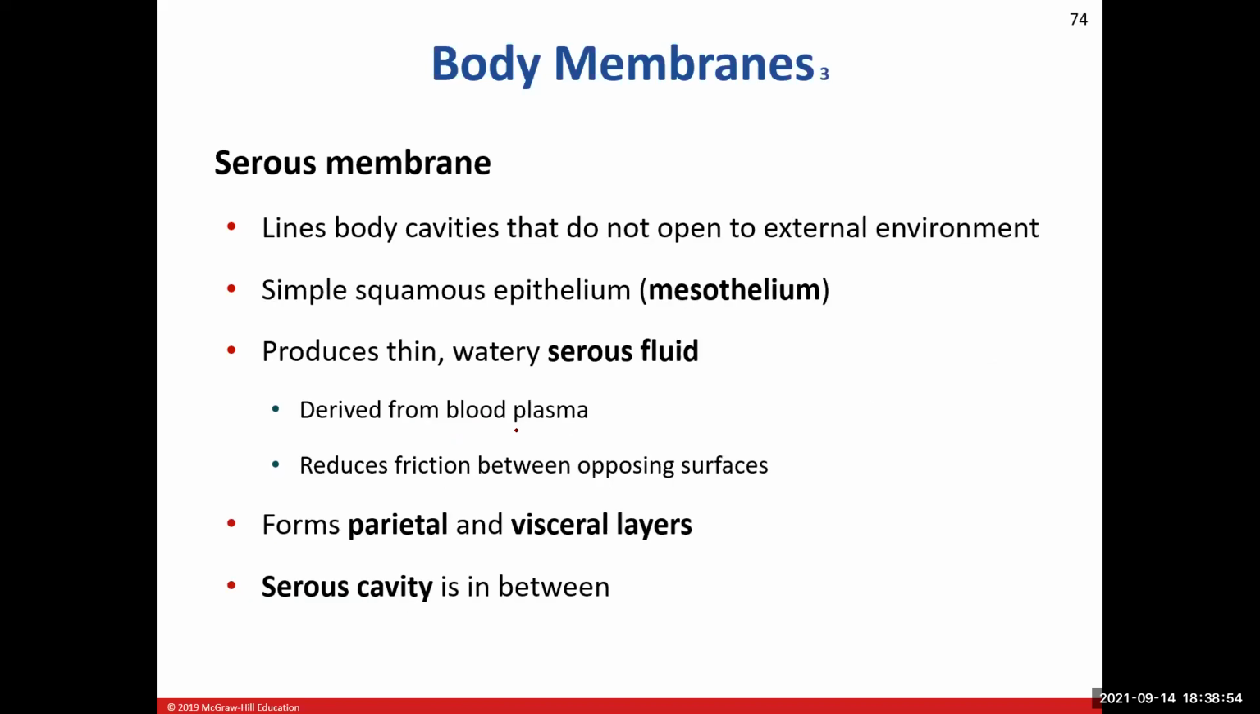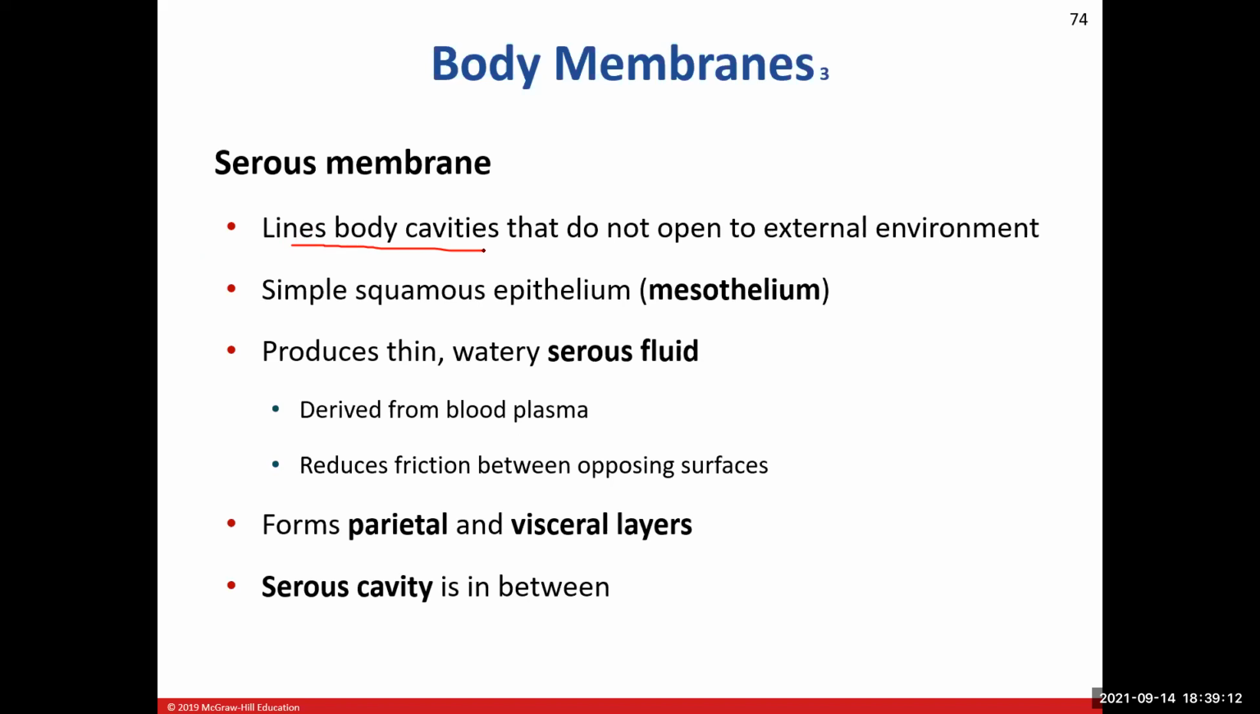The next body membrane is going to be the serous membrane. And so again, this is going to be lining the body cavities, and it's made up of that simple squamous epithelium. We also refer to it as the mesothelium. All right, so there's two layers. You got a parietal and visceral layer.